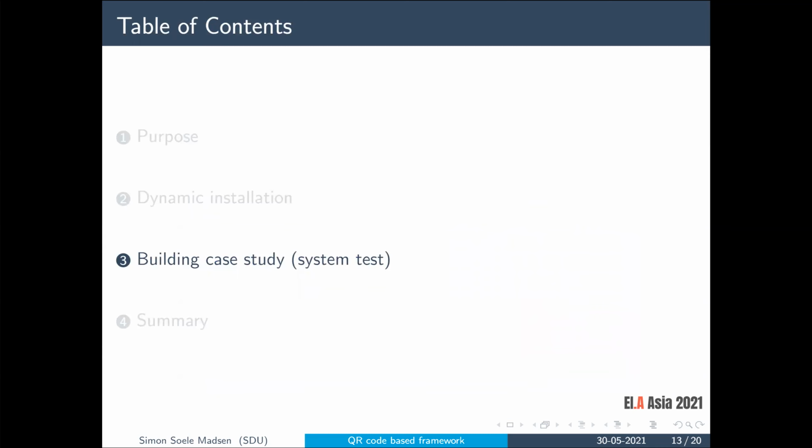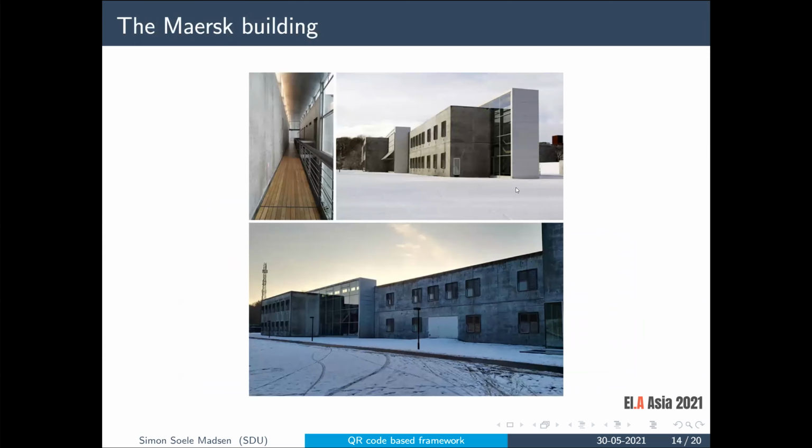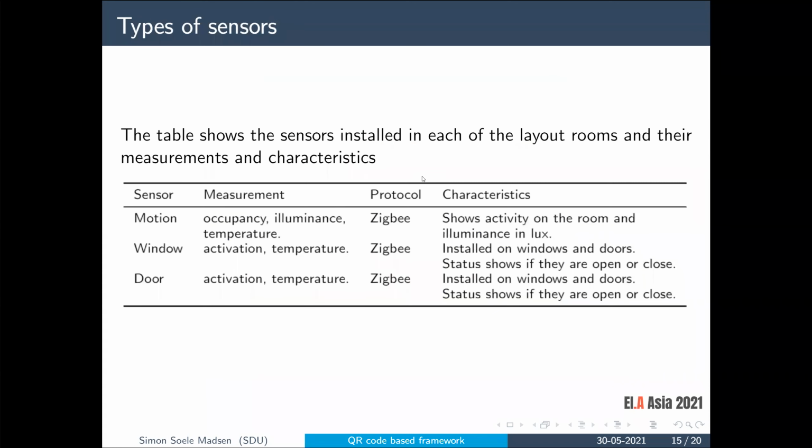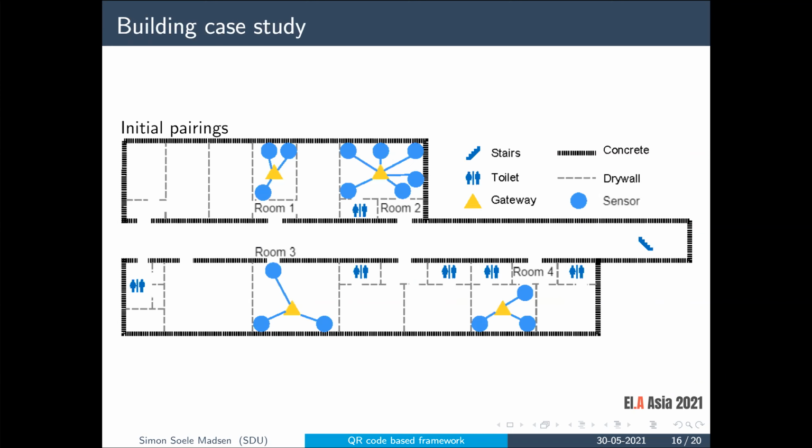We tested our whole system at the MASK building at our university, and some of the sensors that we installed in the building are here. We have motion sensors, window sensors, and door sensors installed in various locations, as you can see here. We have 4 different rooms with 4 gateways and sensors in the individual rooms. Because of COVID-19, we had to orchestrate our system test remotely, which means that we cannot interact with the sensors physically, which is of course annoying, but we have to deal with it.